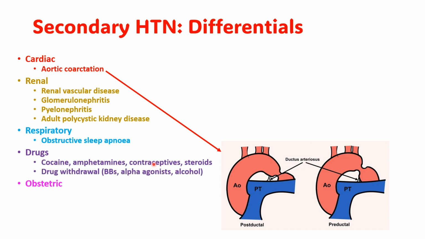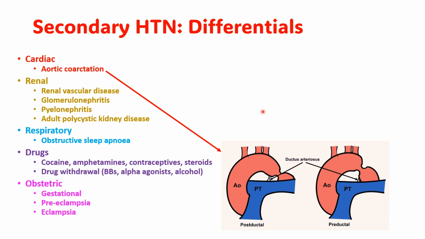And then certain drugs such as cocaine, amphetamines, all different types of stimulants, contraceptives, long-term steroid use, and then even drug withdrawal, particularly alcohol. And the reason why you can have high blood pressure in that is because you have hyperactivity of the glutamate system, particularly related to alcohol.